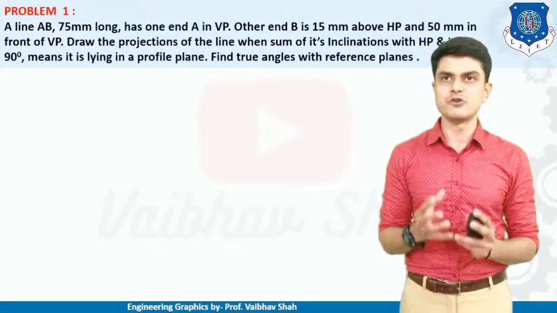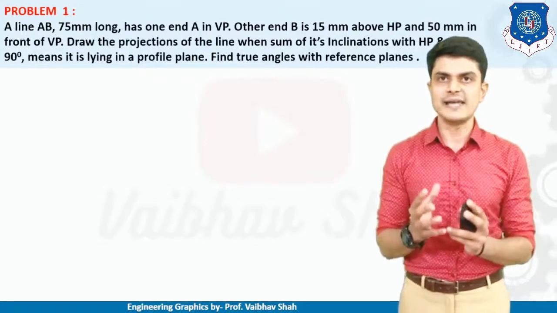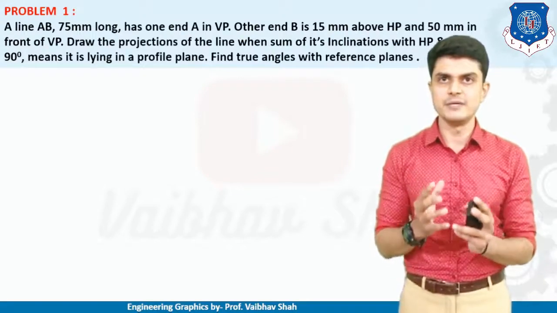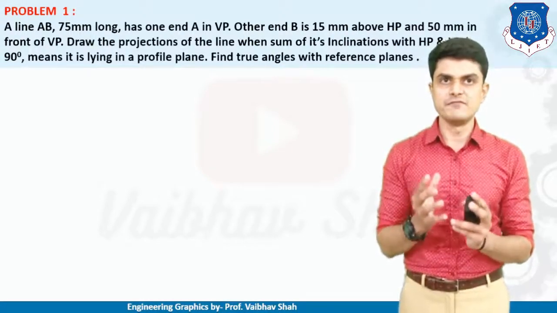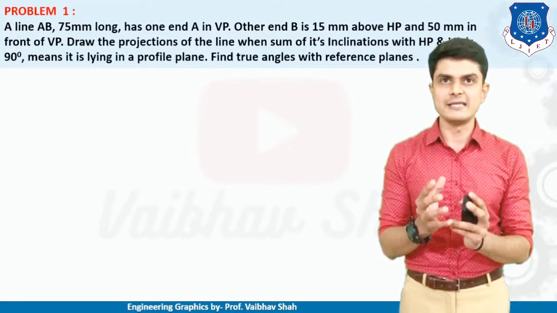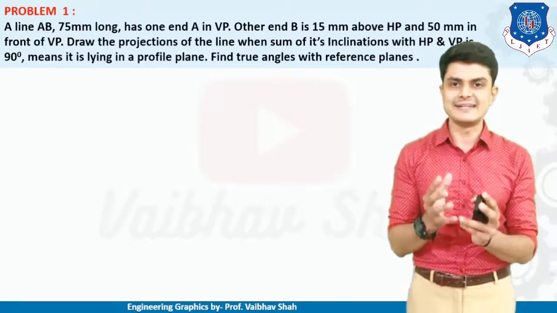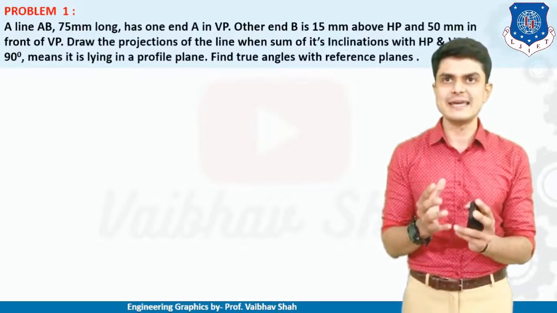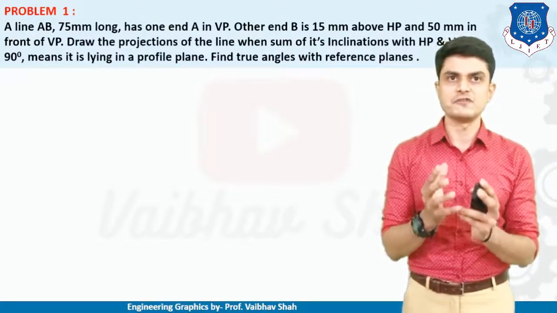Check out one example. Problem number 1. A line AB 75 mm long has one of its ends, A, in VP, and the other end B is 15 mm above HP and 50 mm in front of VP. Draw the projections of the line when the sum of its inclinations with HP and VP is 90 degrees. Means it is lying in the profile plane. Find the true length with the reference plane.